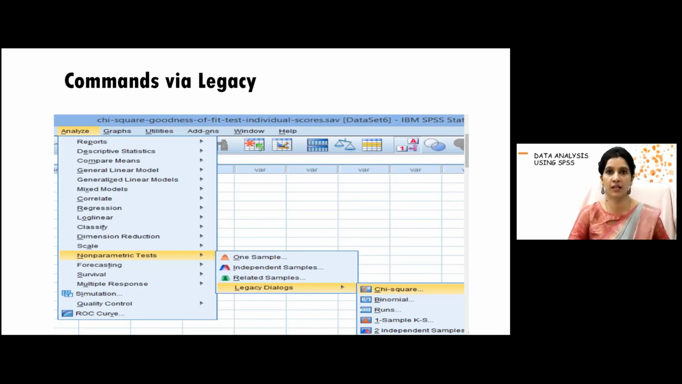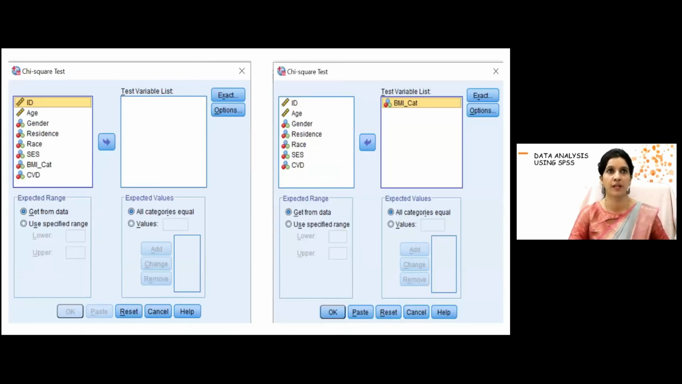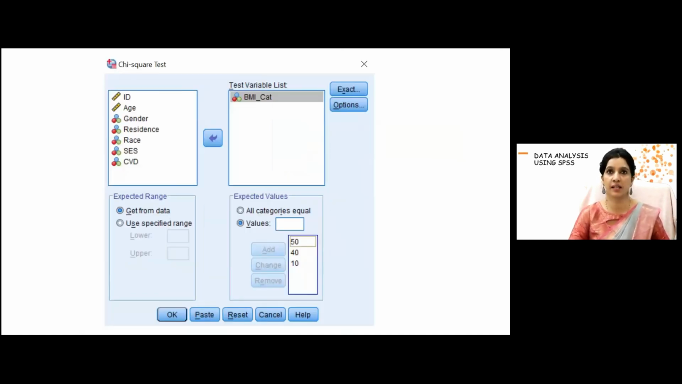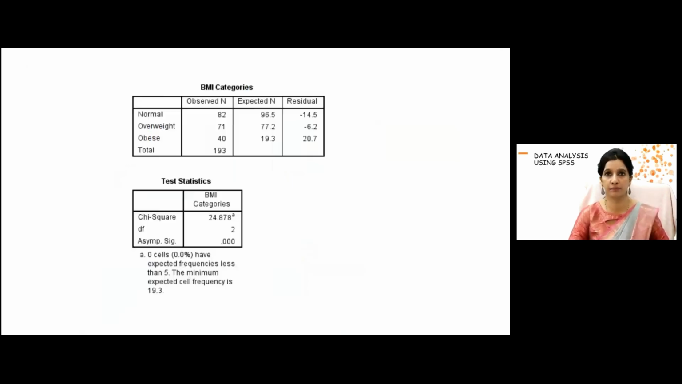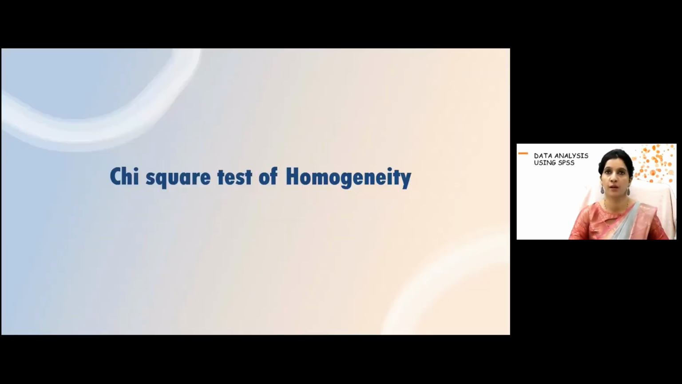So you have to go to the legacy dialog, then chi-square. Then in that option, you have to transfer the test variable. You have to enter the categories like you have seen in the chi-square. And then this is the interpretation, and you have that Word file with you where that interpretation is written. All these commands are there with you in the PowerPoint presentations also. In case you forget, you may refer to that and put in the commands again, right? And for your homework also, the exercise which will be given to you, you can again refer to these PowerPoint slides.